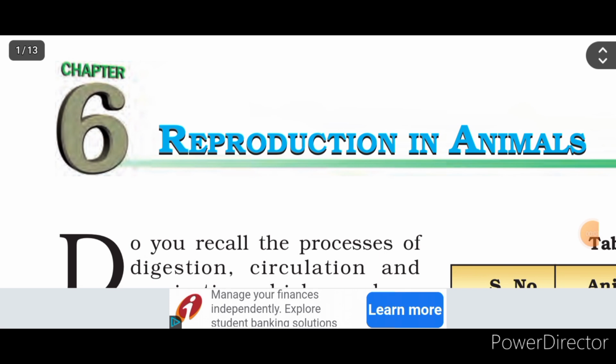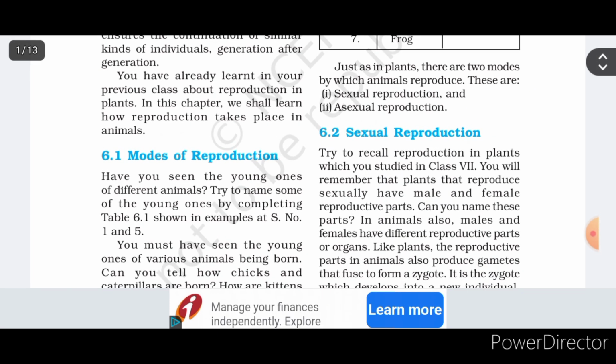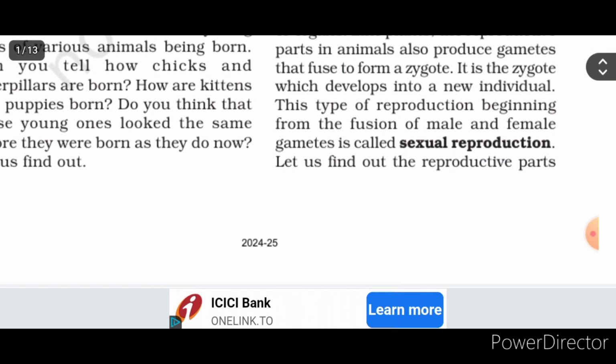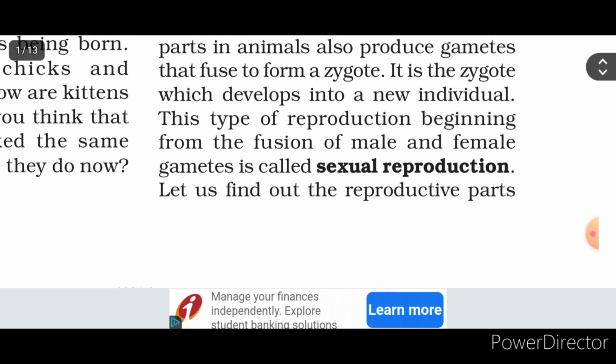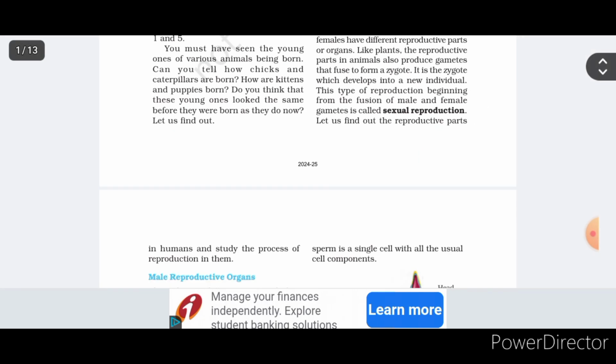Chapter 6, Reproduction in Animals. There are two types of reproduction. First, sexual reproduction; second, asexual reproduction. Sexual reproduction: this type of reproduction, beginning from the fusion of male and female gametes, is called sexual reproduction.